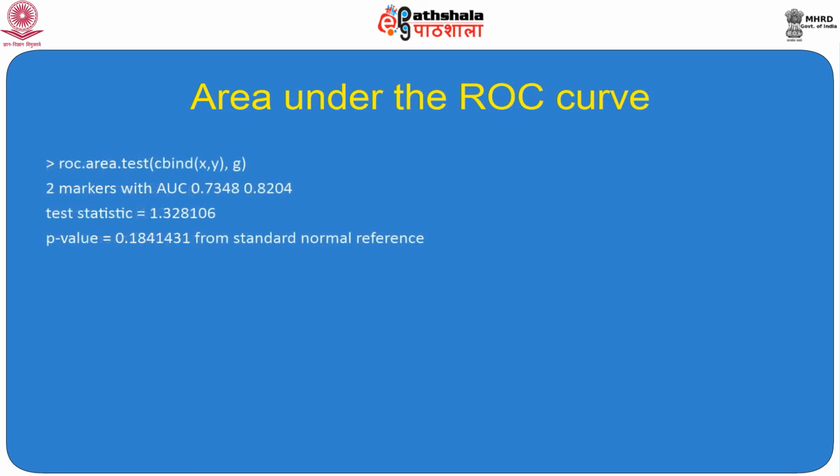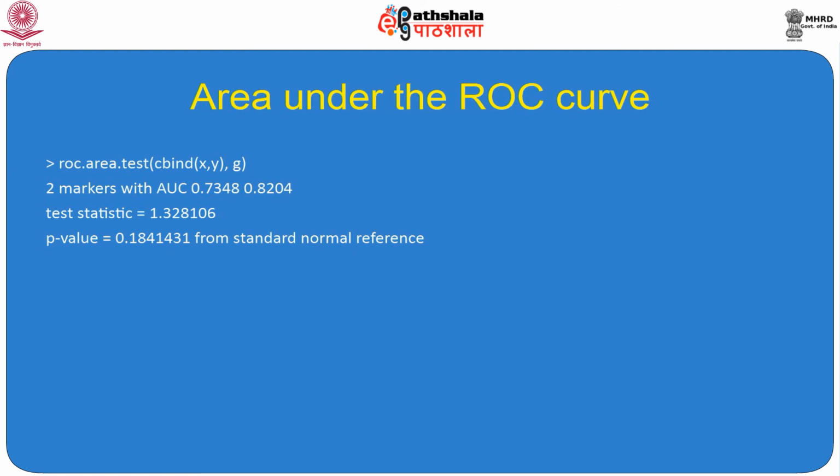Now see the function roc.area.test. When we put cbind of x, y, z, we are trying to find out the relations between x and y for truly detecting sensitivity and specificity, with marker 2. As a result, we get two markers with AUC of 0.73 and 0.82. It's a measurement of sensitivity. The first sensitivity measurement is 73.48%, whereas the specificity measurement is 82.04%.